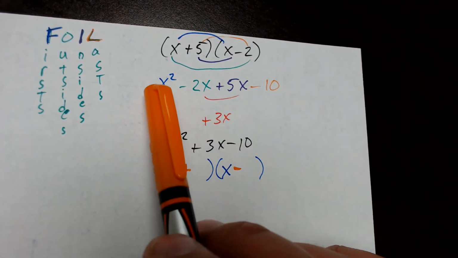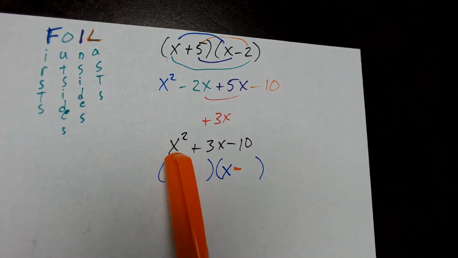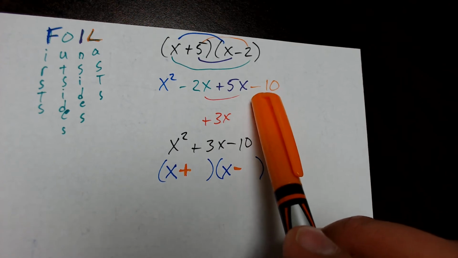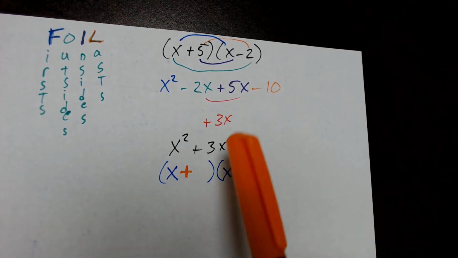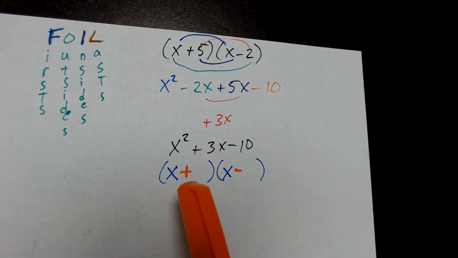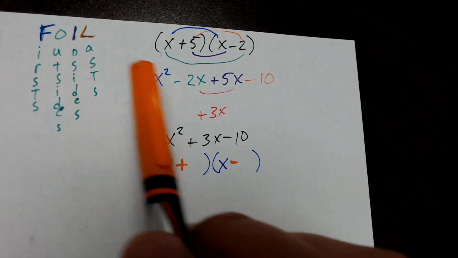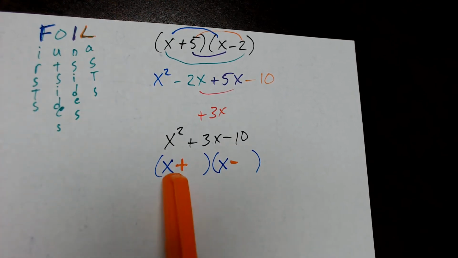So we notice that in this FOIL method, the first term and the last term don't change. They remain the same all the way down to the trinomial. So if this last term is negative, then I know that negative number was achieved by multiplying a positive and a negative. It doesn't matter what order I put them in. I could have put the negative over here, I could have put the positive over here. But by using blue and orange, I figured out the first term, and then I've also figured out the signs.